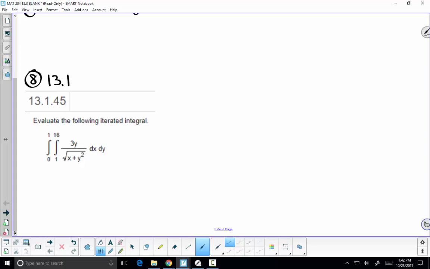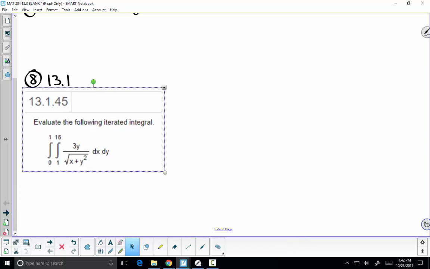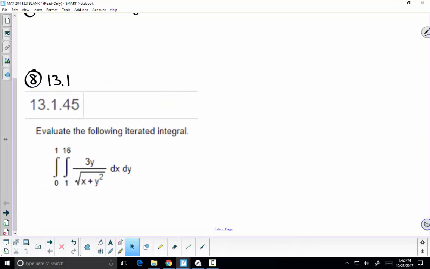It just says 16 and 1 and 1 and 0. Oh, but it says dx dy. Yeah, so it says dx dy there. And because these are both numbers, these limits, you can switch them. Okay. Because it's a rectangle.